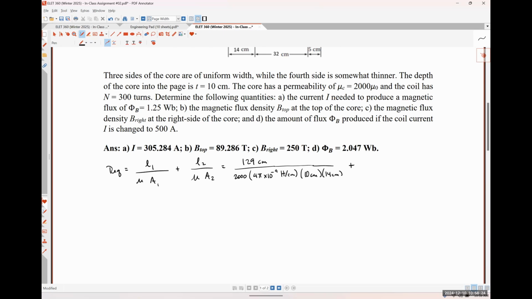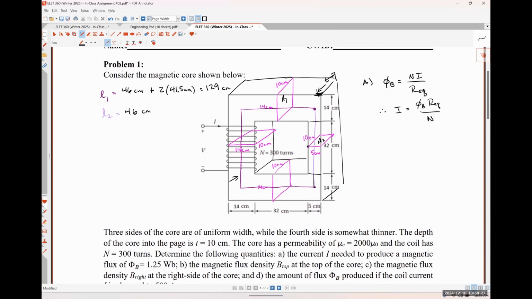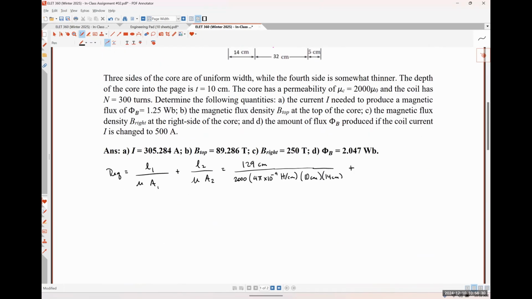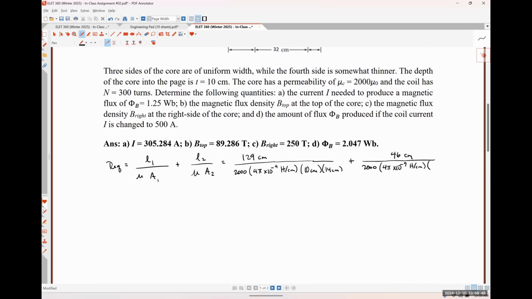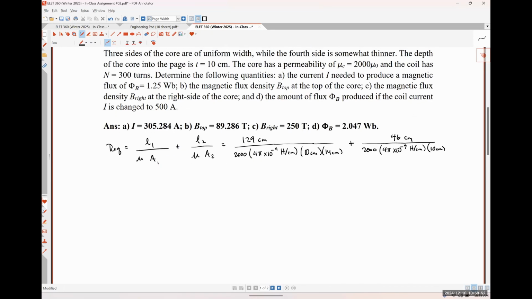And then we've got the right-hand leg, which has a total flux path length of 46 centimeters. And then once again, 2000 times mu naught, so that's 4 pi times 10 to the minus 9 henries per centimeter times 5 centimeters times 10 centimeters. And we should be able to throw this into our calculator. So I'm going to find the reluctance of each of these legs just so that I don't overwhelm my calculator.